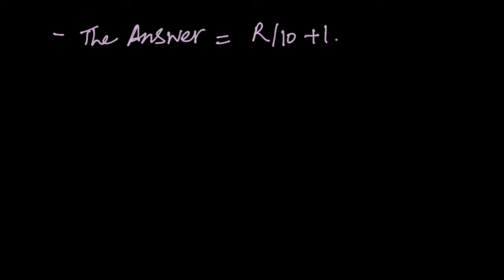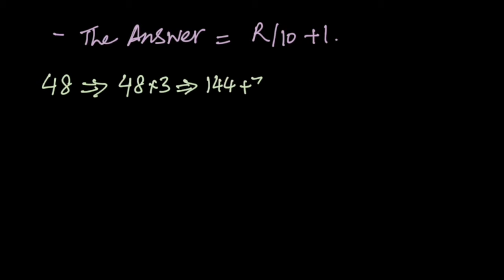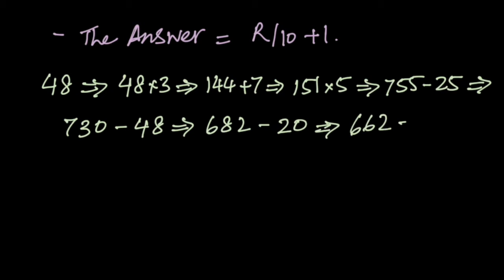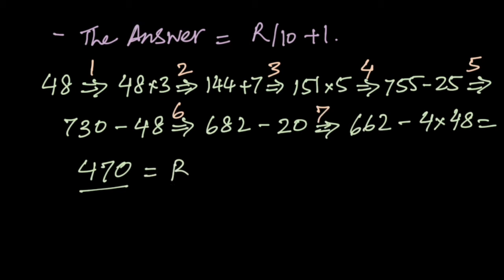So let's do an example. Suppose we thought about the number 48. If you follow all the 7 steps, it will result in 470. You can pause the video, go back and check the steps, and then from here the answer is going to be 470 divided by 10 plus 1, which is 48.